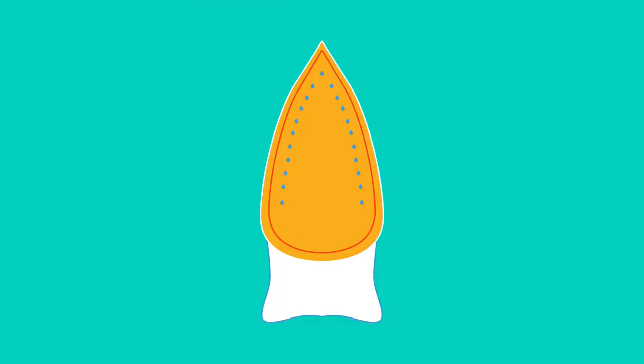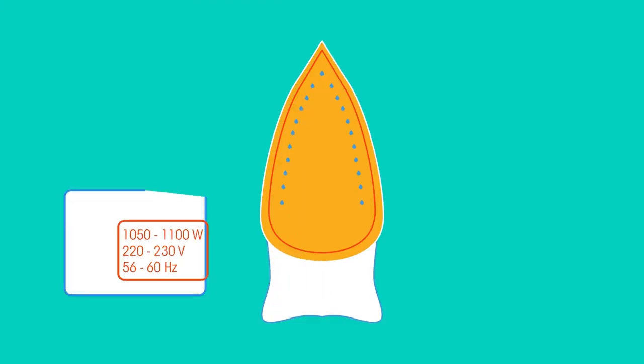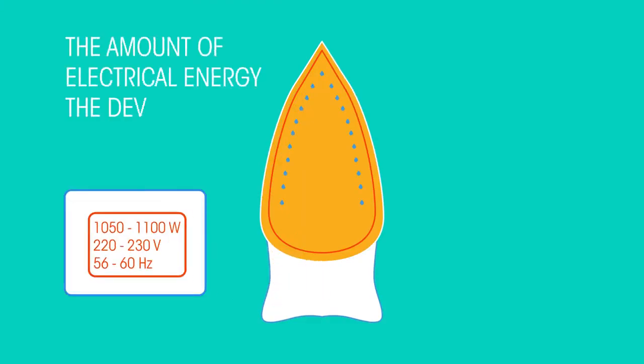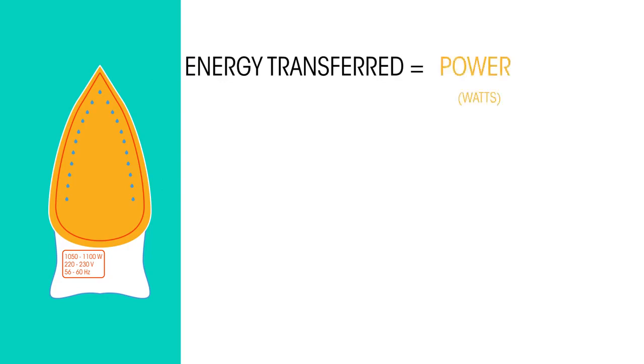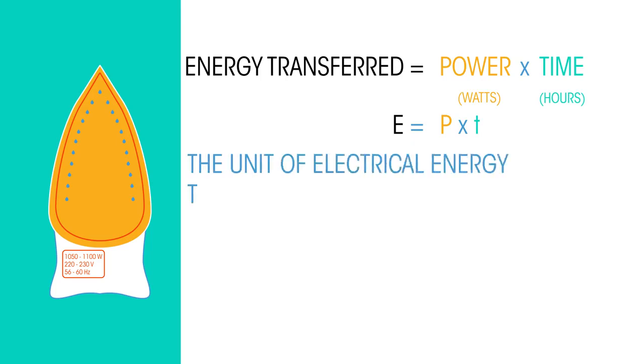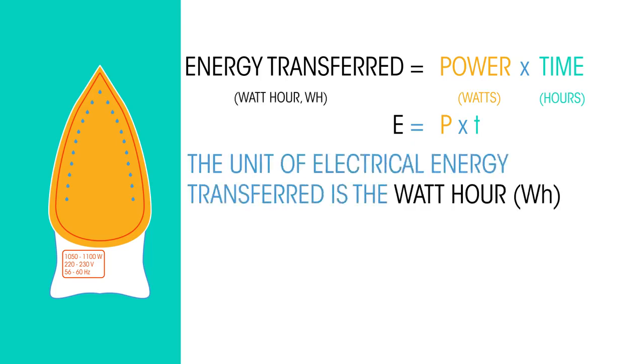An electrical device will have a power rating. This is the amount of electrical energy the device needs to work. We can calculate how much electrical energy a device transfers by multiplying the power rating by the amount of time the device is on, in hours. The unit of electrical energy transferred is the watt hour, Wh.